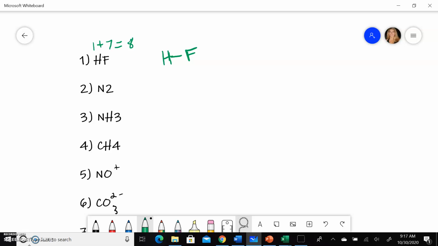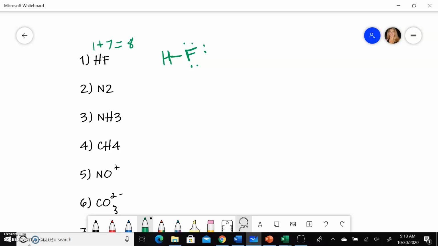And what you want to do is try to get everybody to reach the octet rule if possible. So hydrogen is an exception to the rule. It only has an S, 1 S, and so the most electrons it can have is 2, and it already has 2 with that bond that it's sharing with fluorine. So hydrogen doesn't need any more, but fluorine still needs 6 more, and that's how many we have left. And so this would be the Lewis dot diagram for HF.